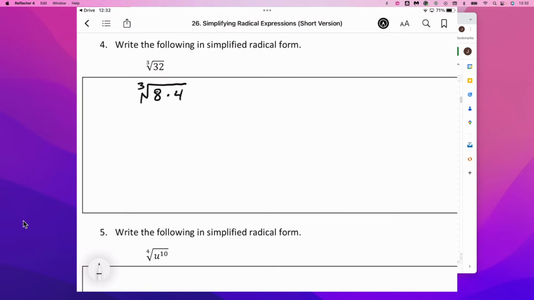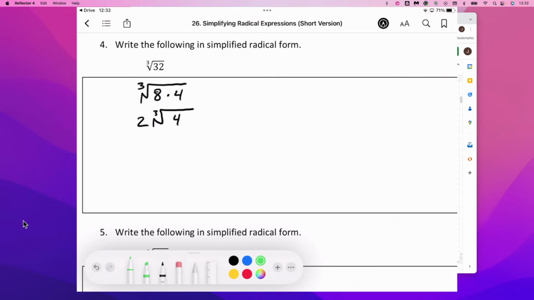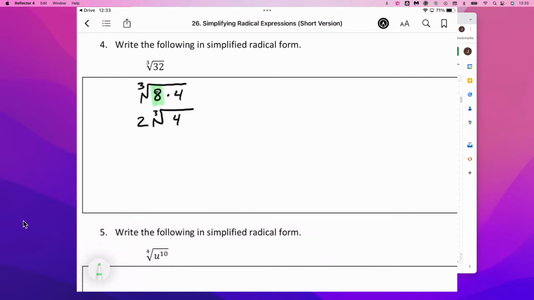And 4 obviously does not have a cubed root. It has a square root, but not a cubed root, because 2 times 2 times 2 makes 8. So 2 is going to be on the outside of this thing. 2 times the cubed root of 4 is what's going to remain inside the radical symbol, and it's because we took the cube root of 8 and pulled that out.